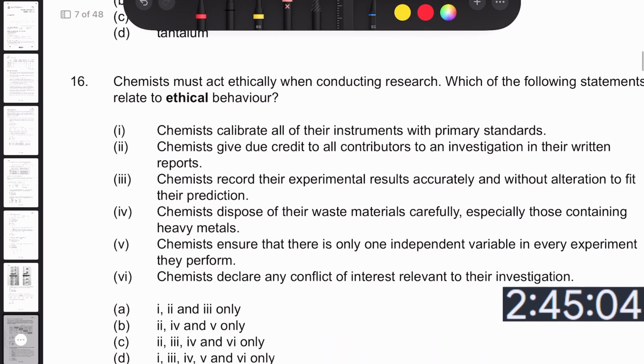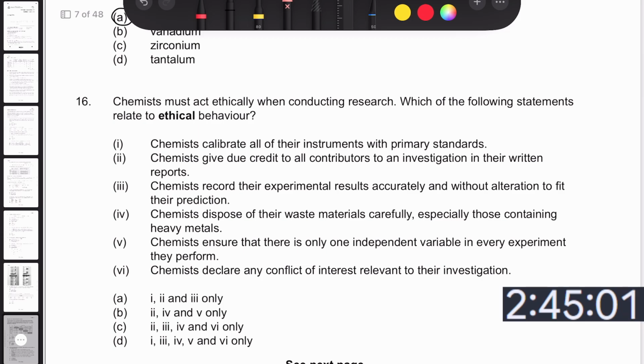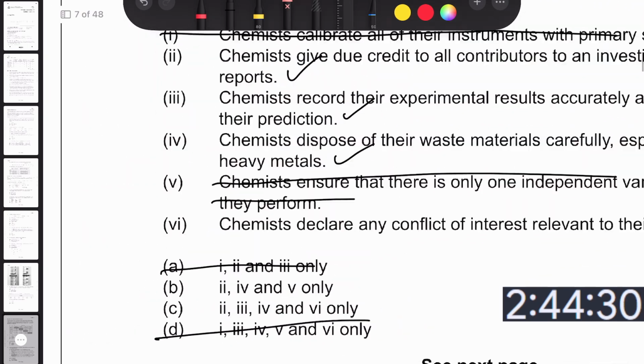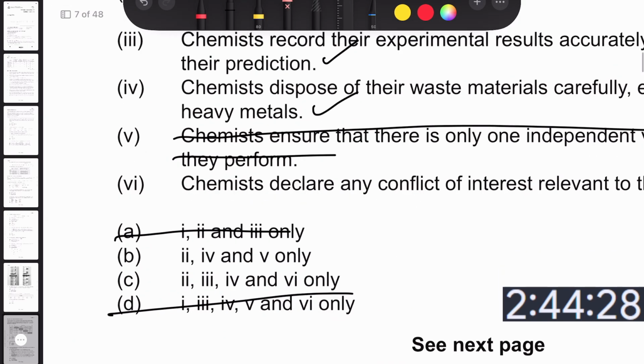Chemists must act ethically when conducting research. Which of the following statements relate to their ethical behavior? Not one. Let's give due credit. Yep. Record their experiment accurately, not alter it to fit their prediction. I think that's one. Chemists dispose of their waste carefully, especially those containing that. Chemists ensure there is only one independent variable in every experiment they perform. That is not one. Chemists declare any conflict of interest relevant to their investigation. So 1, 3, 4, and 6 is only C.